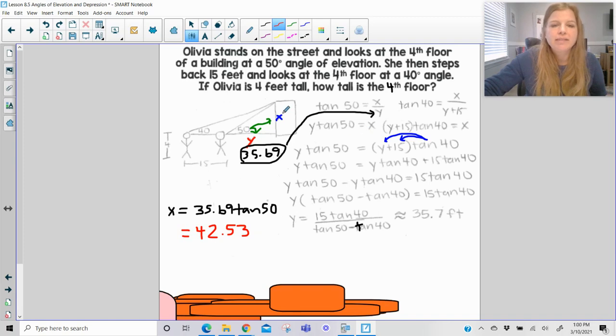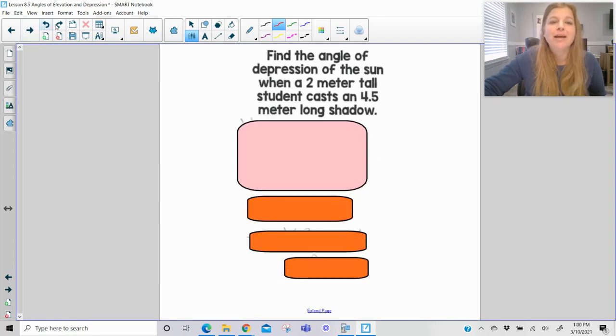And now if x is this value here, 42.53, but I want to know how tall it is to the top of the 4th floor, I have to add that additional 4 feet of height. That's right here. And I get 46.53 feet. There's a lot going on there for sure. Okay, next question.